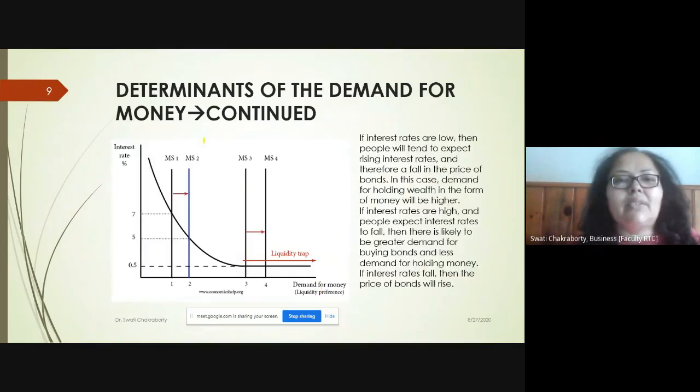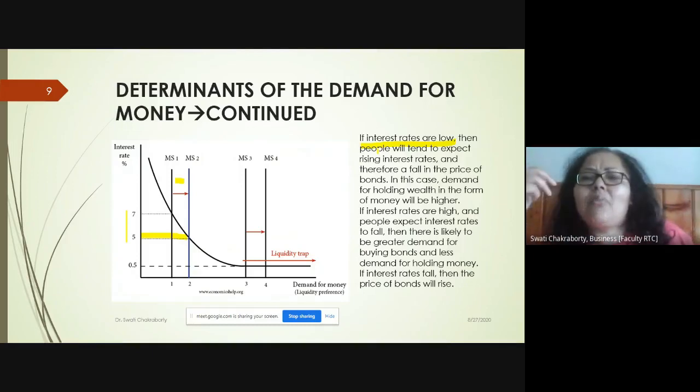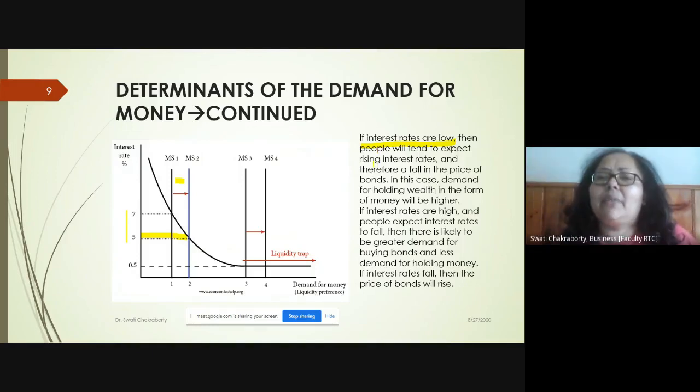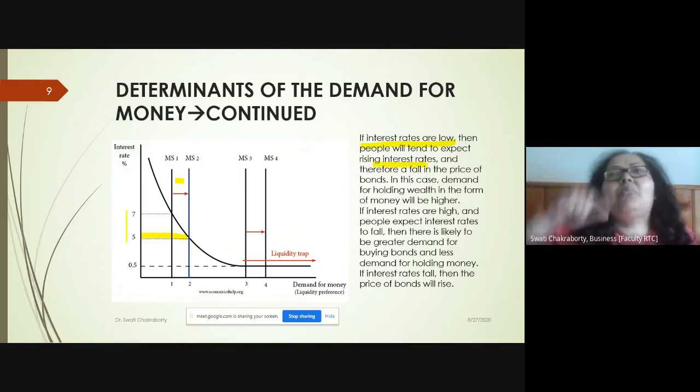If you see this diagram, on the y-axis we measure the interest rate, and on the x-axis we have the demand for money, or the liquidity preference. We have seen previously that as the interest rate falls, the demand for money goes on increasing, and the money supply increases to meet this excess demand. But if interest rates are low, what do people expect? They expect that at some point the rate will increase.